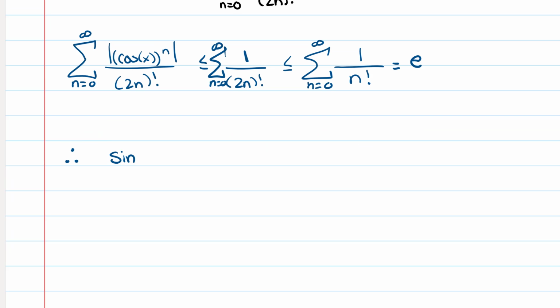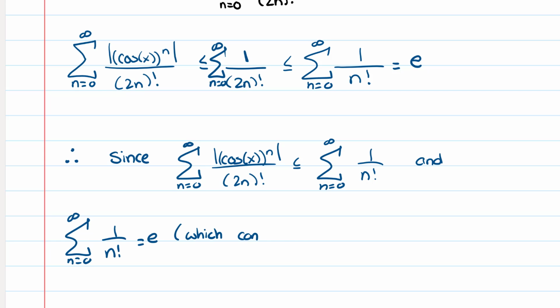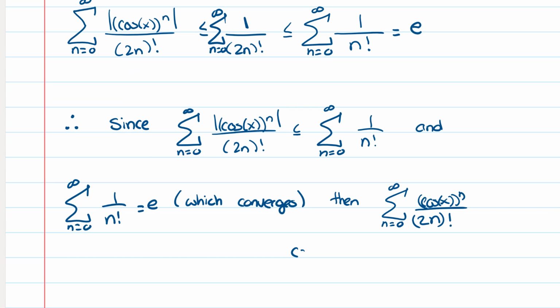So since the summation of the absolute value of cosine of x to the n divided by 2n factorial is less than or equal to the summation from 0 to infinity of 1 over n factorial, and that summation is equal to e, which converges because it's a number, then we get that our original problem, the summation from 0 to infinity of cosine of x to the n divided by 2n factorial, converges absolutely.